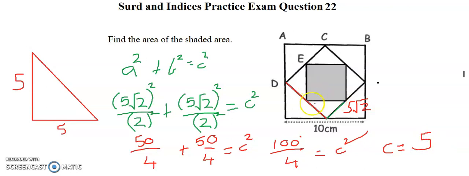So now I have worked out my width and length of my rectangle. So that means I've got 5 times 5 is 25. So the area of my square is 25 centimeters squared.